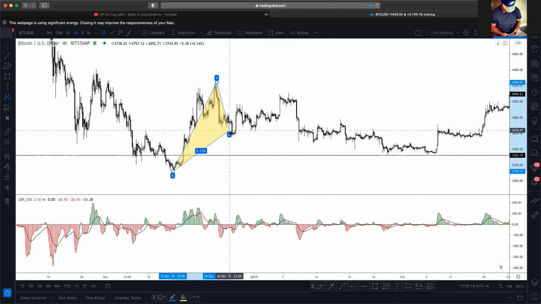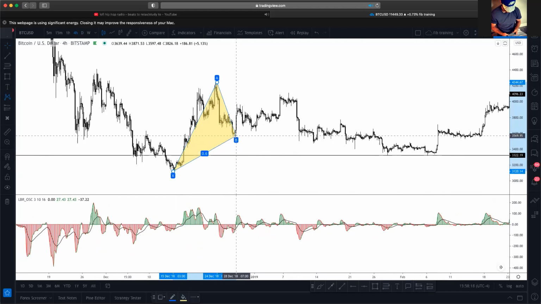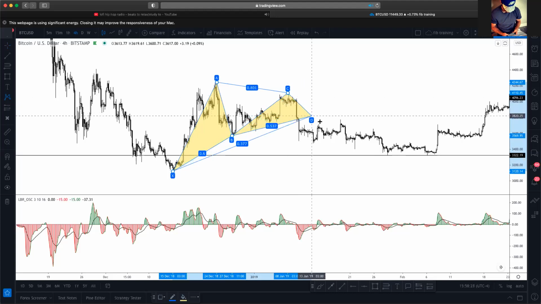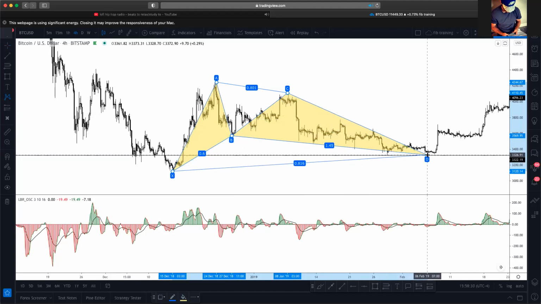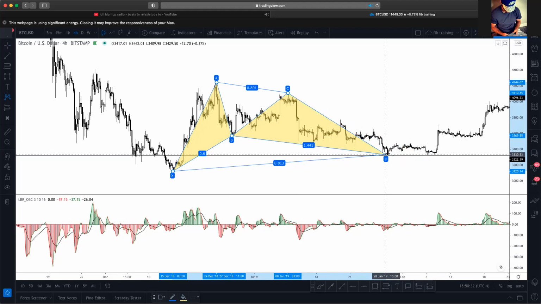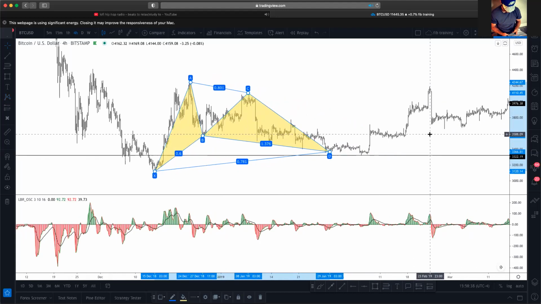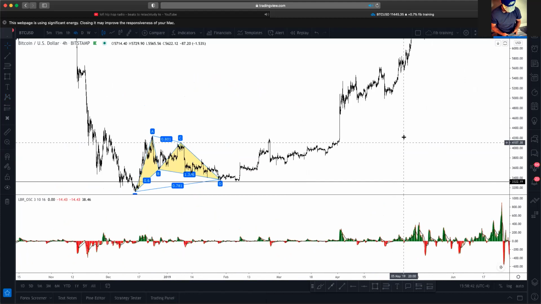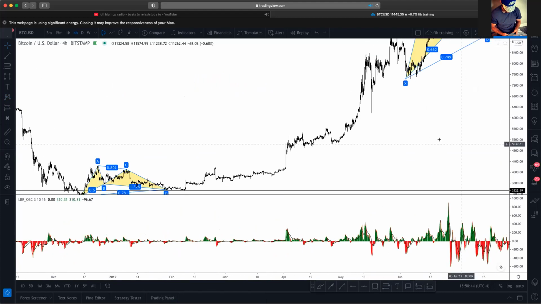Then we got a deep pullback, almost to 61.8. And then we get a retracement below the 88.6. That's key. Now we're looking for a 78.6. And we got it right here. So the 78.6 got hit here. Would have been a little drawdown, and then you would have caught the biggest move in history. Not history, because there's been a big one before.